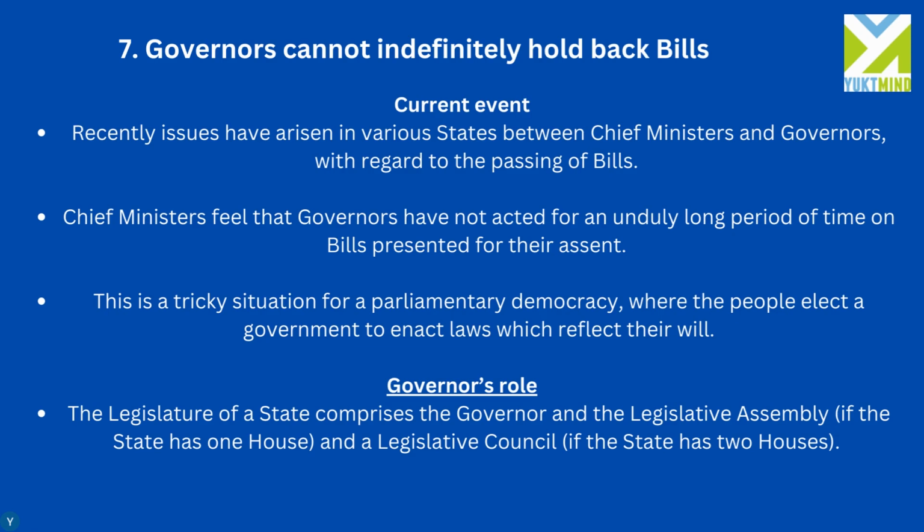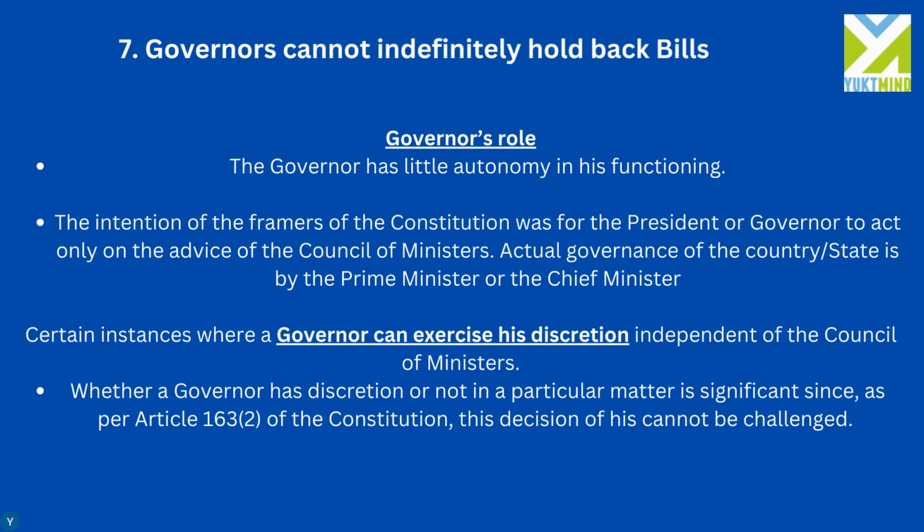What is the governor's role? The legislature of a state comprises the governor and the legislative assembly and the legislative council if the state has two houses. The governor has little autonomy in his functioning with respect to council of ministers. The intention of the framers of the constitution was for the president or governor to act only on the advice of the council of ministers. Actual governance of the country or state is by the prime minister or the chief minister.